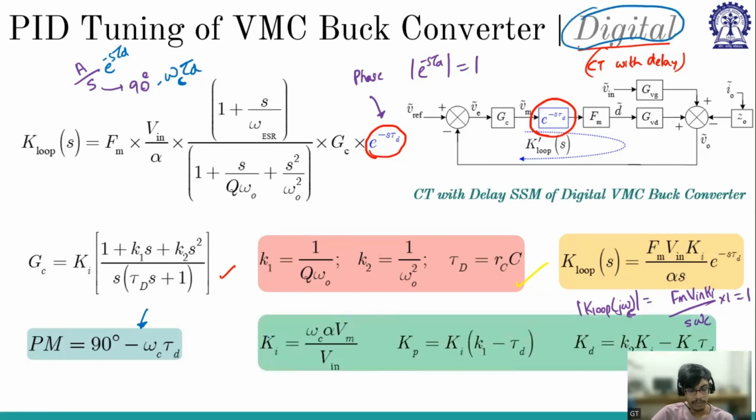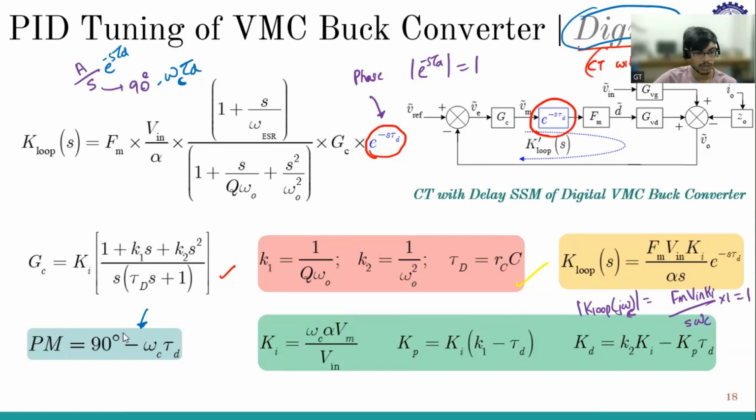Sir, omega c into tau d is in radians, I guess. You have to convert this into degrees. This representation is omega c tau d, but you have to convert it to degrees. Yeah, good question, thanks for pointing out. The expression is omega c tau d, but as you know this is 90 degrees, so this should also be in degrees.